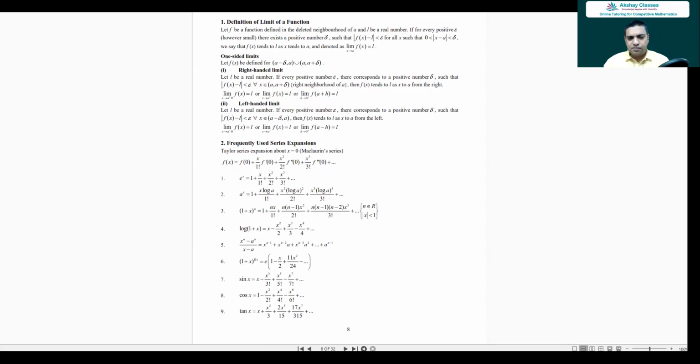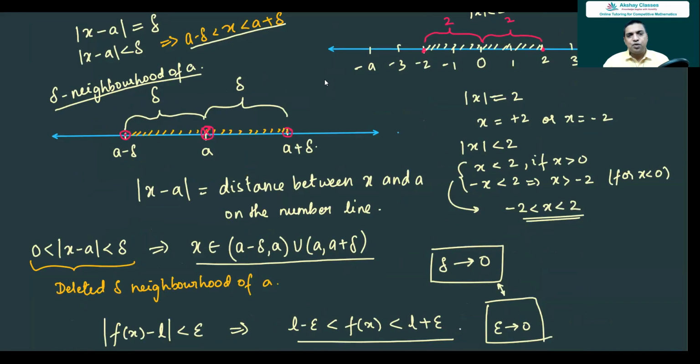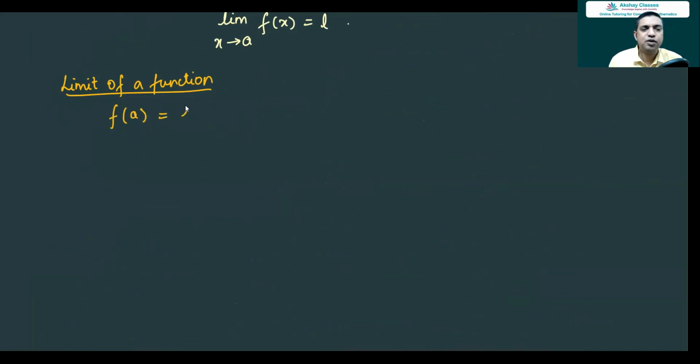Now, for most functions, for most algebraic functions, if a function is continuous and say f of a is equal to L, then in general, the limit as x tends to a of f of x will be equal to L. All right, example.